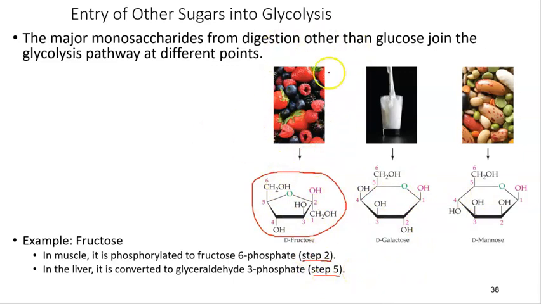So, different fruit sugars like fructose, or milk, galactose is a sugar from milk, mannose we can get from beans and different kinds of legumes. So we can get sugars into our diet in different ways and into this pathway so we can generate energy.